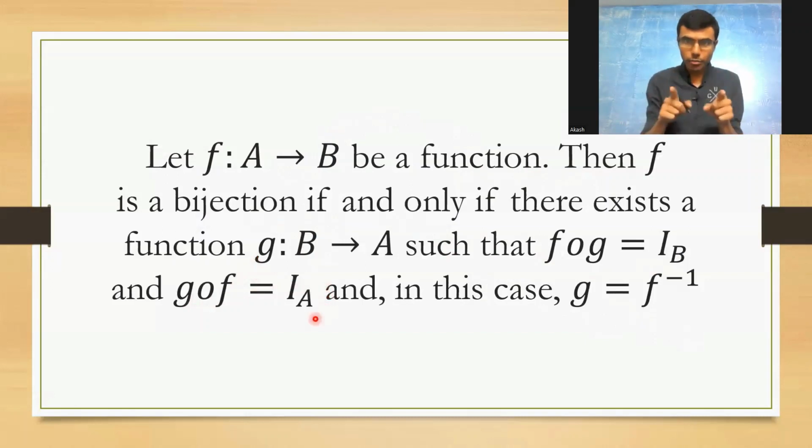The next part which I need to prove is, if it is given that there exists a function g such that g maps B to A, that function is such that f circle g equal to IB and g circle f equal to IA. Then I need to show that g equal to f inverse.